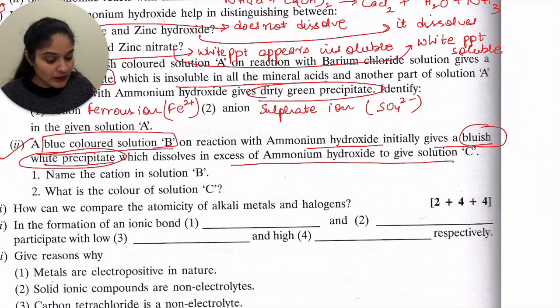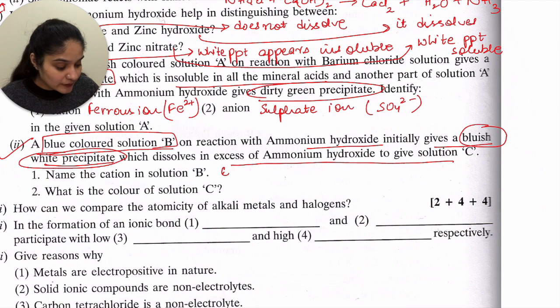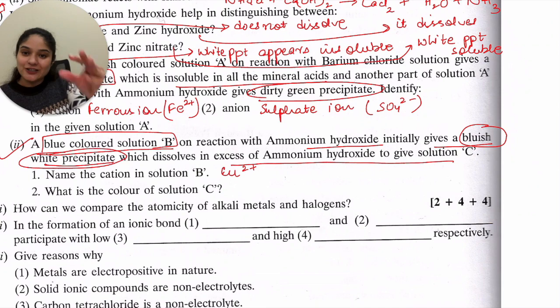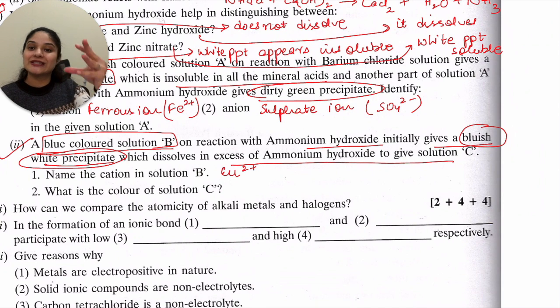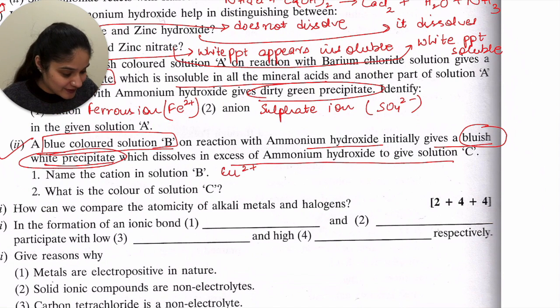So if you look at this question now, it is asking to name the cation in solution B. Your cation will be copper, that would be Cu2 plus. And what is the color of solution C? I already said that you get a blue PPT which dissolves in excess solution and gives a deep blue color. So the color of the solution will be deep blue.